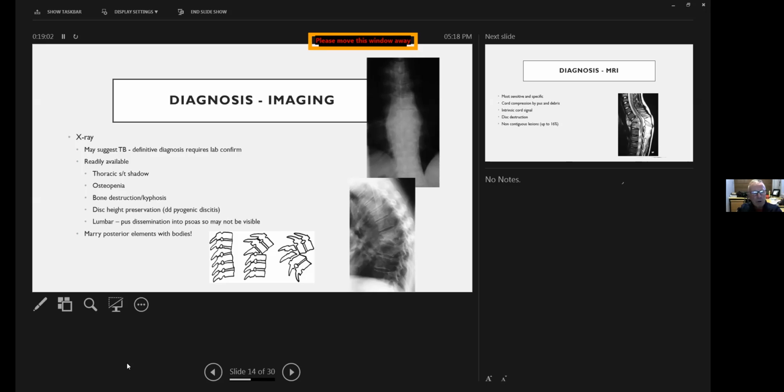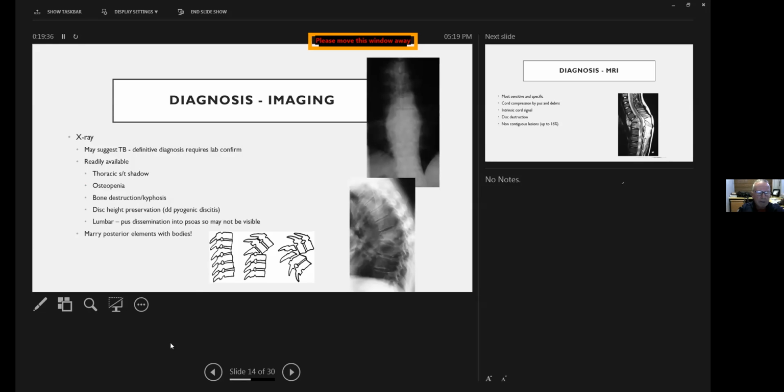Understand that tuberculosis in the spine, when it's active, is invariably osteopenic as opposed to sclerotic. So if you start seeing sclerosis, then either your diagnosis is wrong or you've got healed disease. Okay, so it's osteopenic. So the bone destruction we've spoken about already, causing the kyphosis. There's disc height preservation, although it's not always apparent on a plain X-ray, more obvious on an MRI.